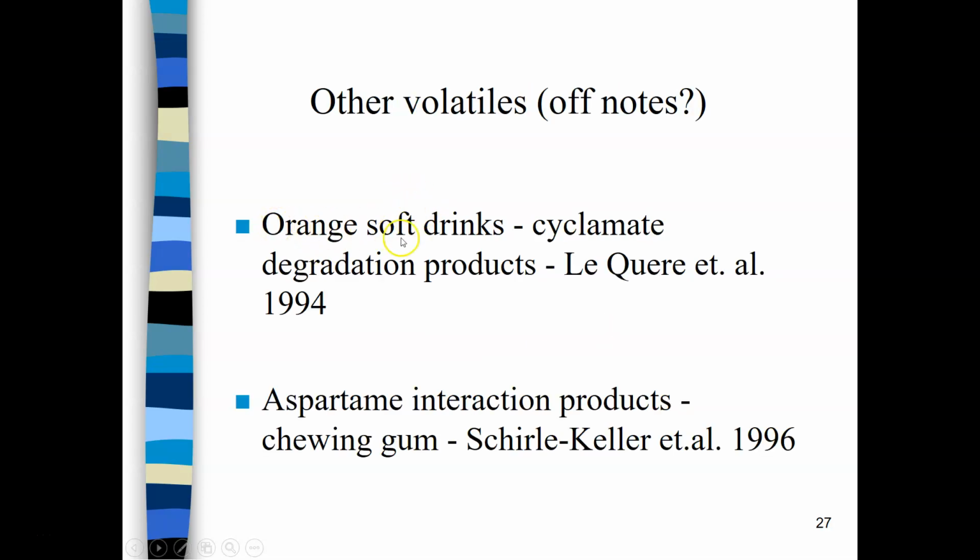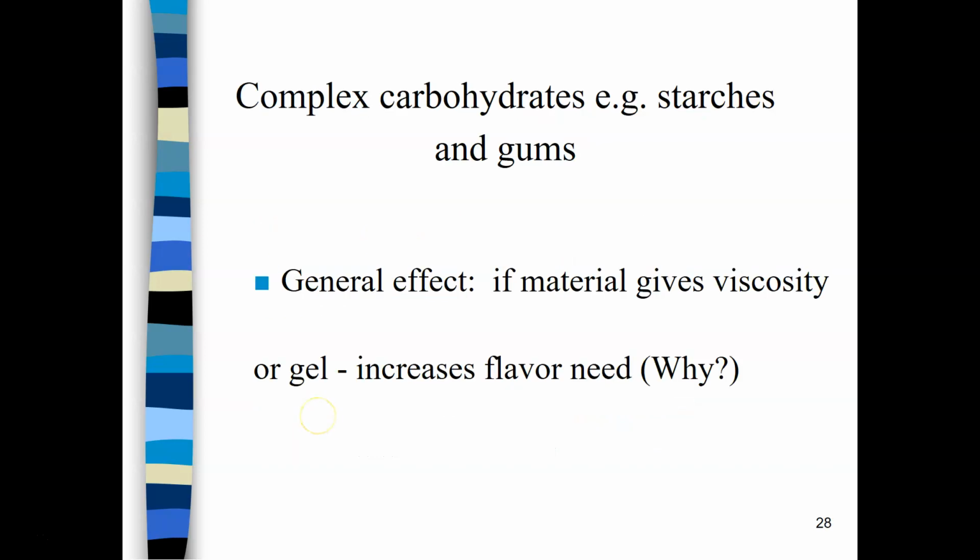There are some off-notes that come from high-potency sweeteners. Cyclamate, for example, has been found to be an off-flavor degradation in orange soft drinks. We've studied chewing gum, aspartame-sweetened chewing gums, and found we will lose the flavor very quickly there as well. So it's interesting. It's certainly a challenge.